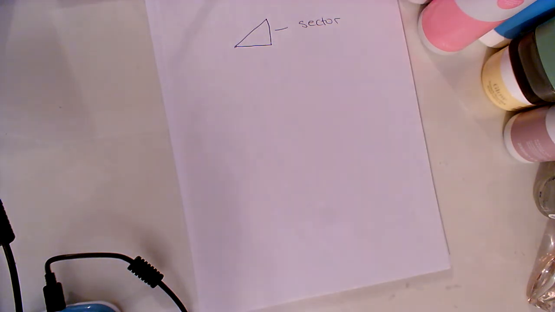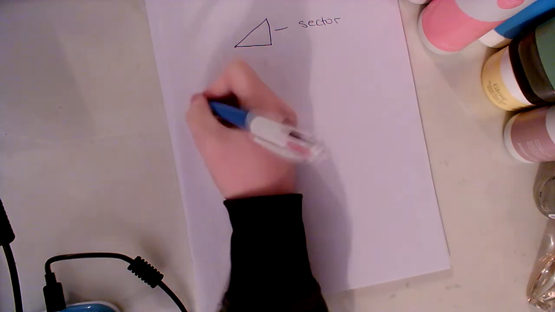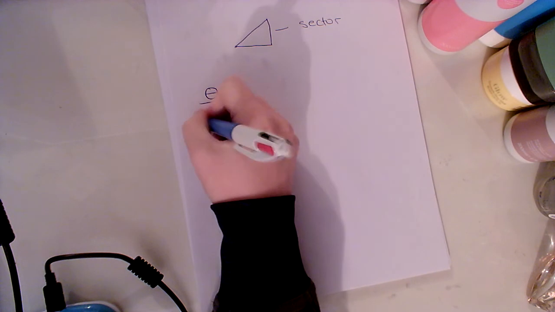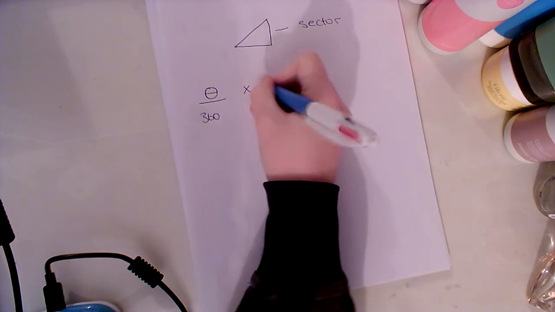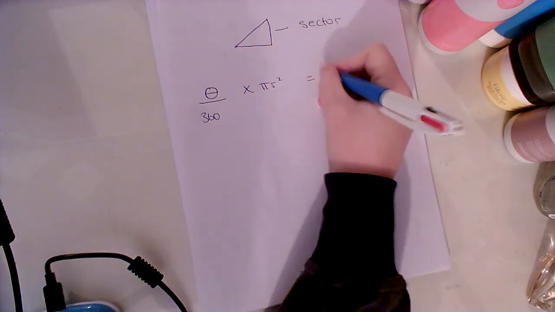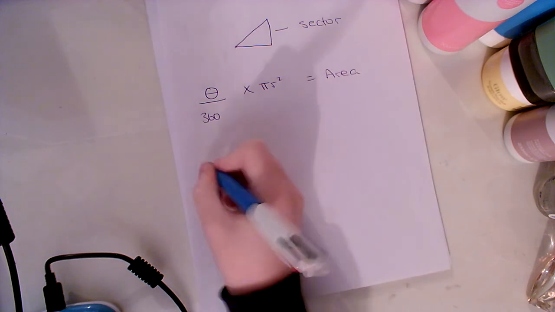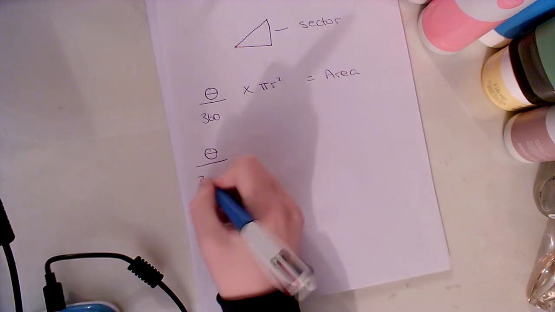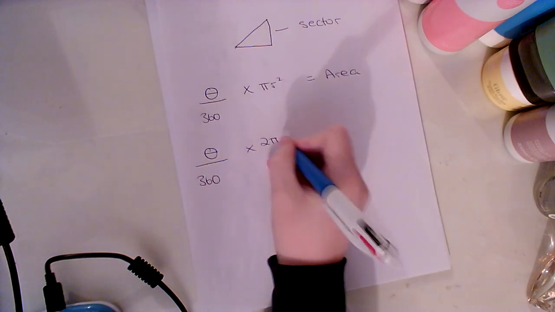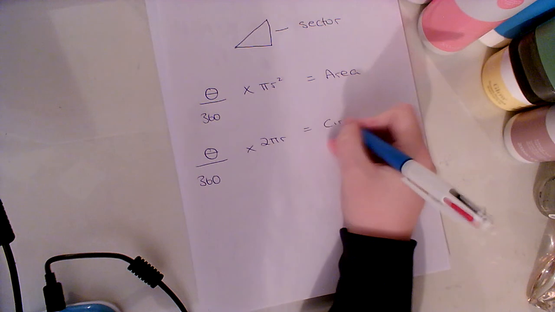Okay, so there are formulas which are on pages 8 and 9 in your log table. This one is on page 9, and it's the area of a sector, which is theta over 360 by pi r squared. So that's the area. And then I have theta over 360 by 2 pi r is equal to the arc length, the part of the circumference.